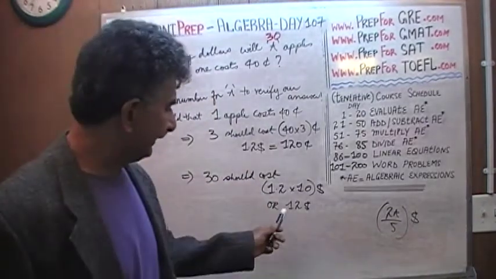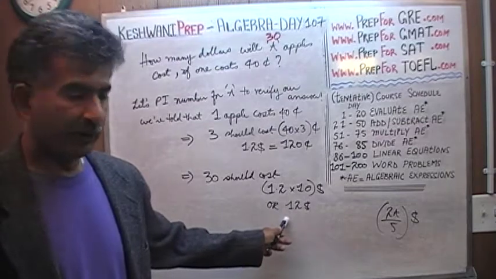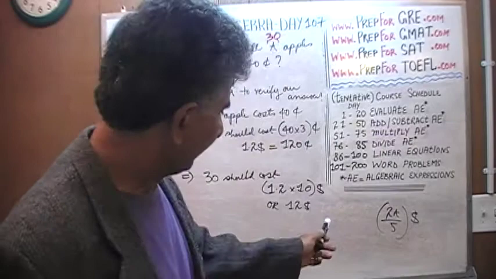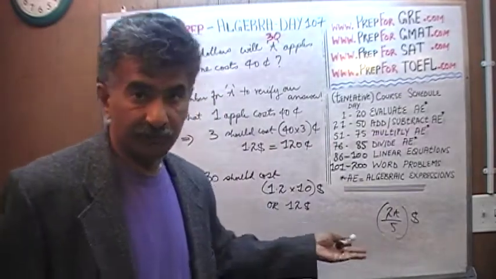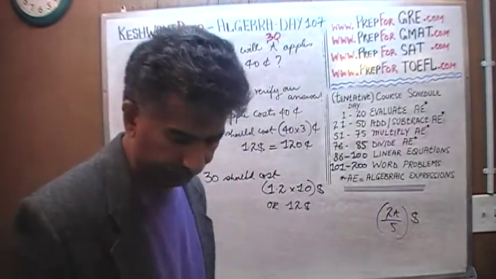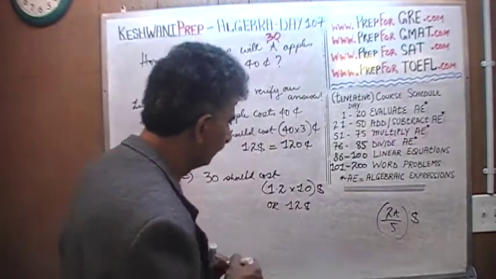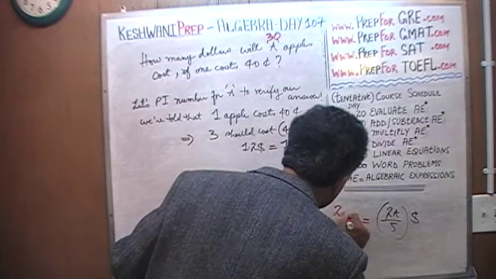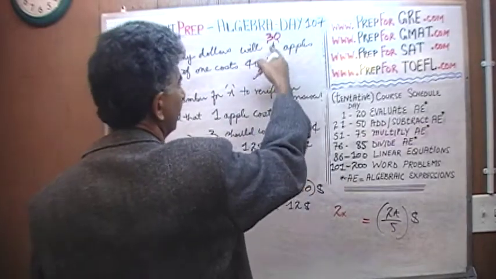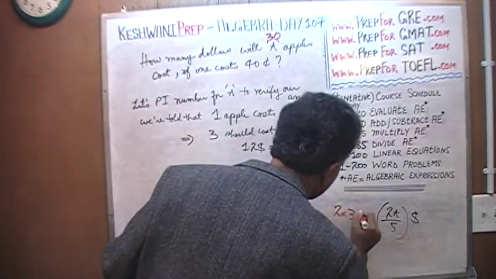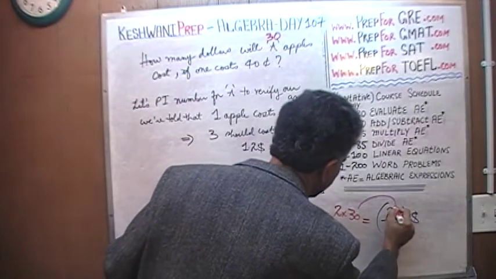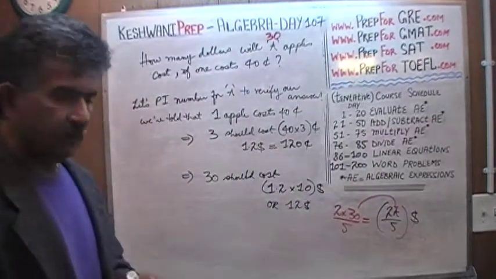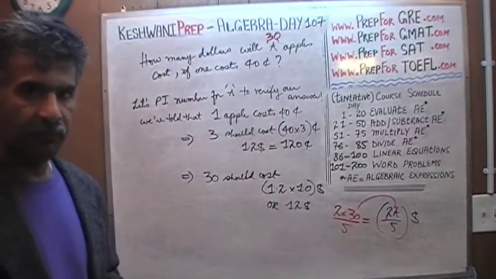Let's see if we get the answer of $12 based on that expression. Let's find out, shall we? If that expression gives us $12, then we are all set, because then that expression is correct. So here we have 2 times A, which we remember is 30. 2 times A over 5. Let's see if it gives us $12.